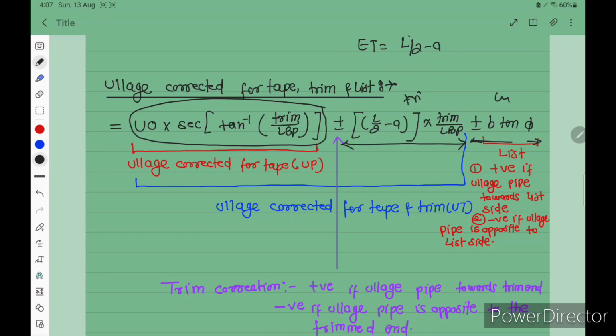The same is with the list also. It is positive if the ullage pipe is towards the list side. That means if your vessel is listed to the port side and your ullage location, where you are taking the ullage from, is also on the port side with respect to the centre line, then it will be positive. And if it is the opposite side, that means if your vessel is listed to the port side and the location of the ullage point is on the starboard side, then we have to subtract, okay. So understand this ullage correction for tape, trim and list formula, and how to use the plus and minus signs.